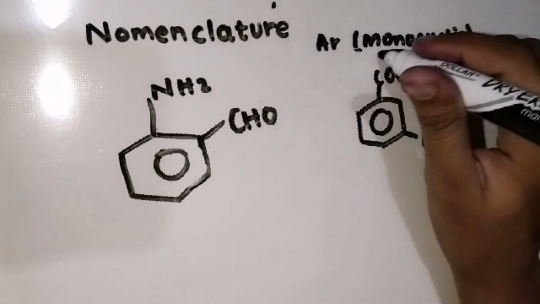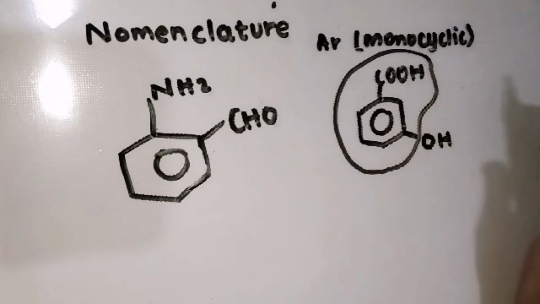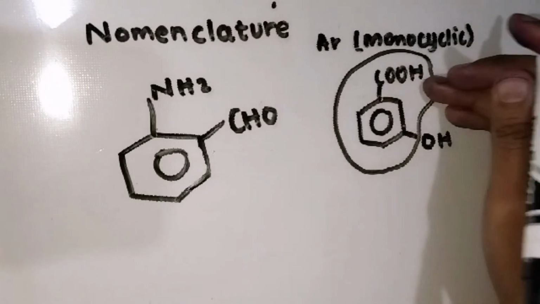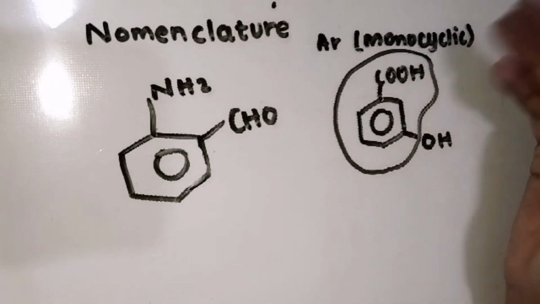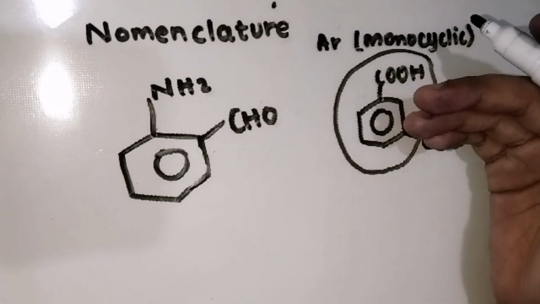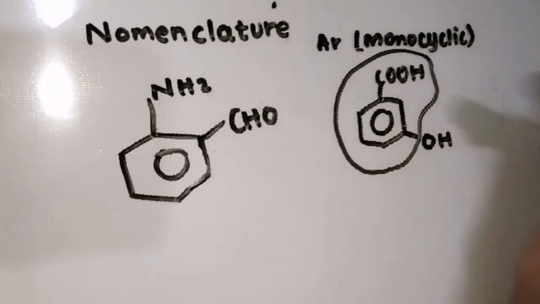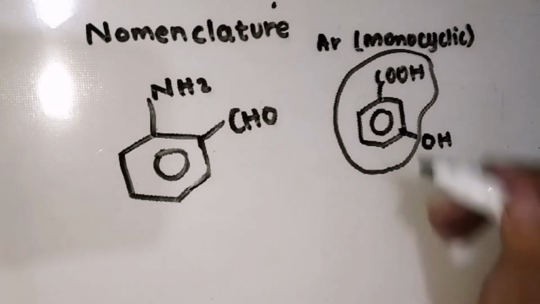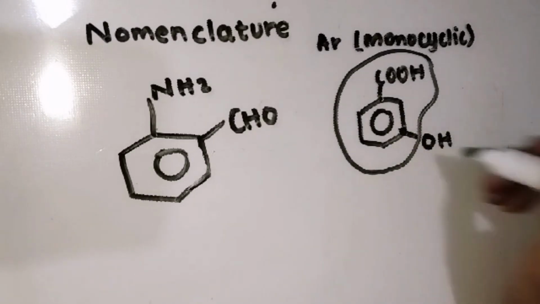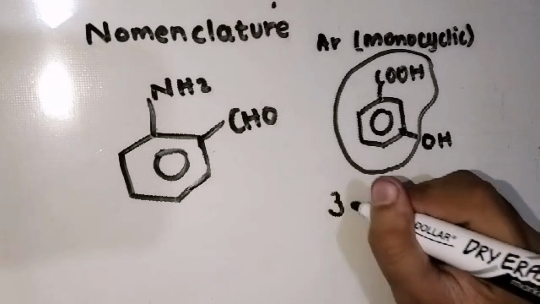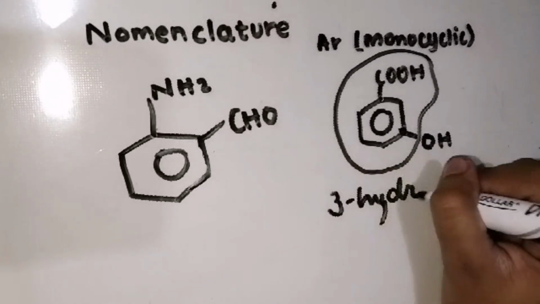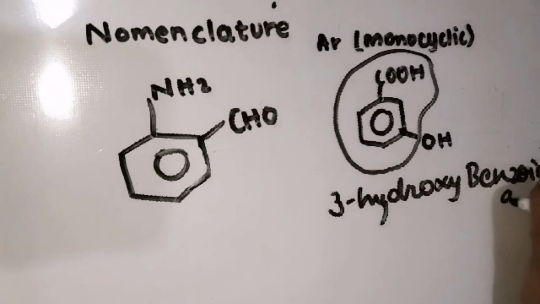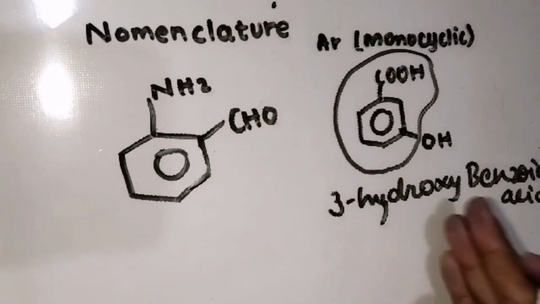Suppose this is a benzoic acid, so the priority of this carboxylic acid group would be first, and you will call this compound as benzoic acid, and due to the presence of this hydroxyl group at third position, you will name it as 3-hydroxybenzoic acid. So this would be the compound.